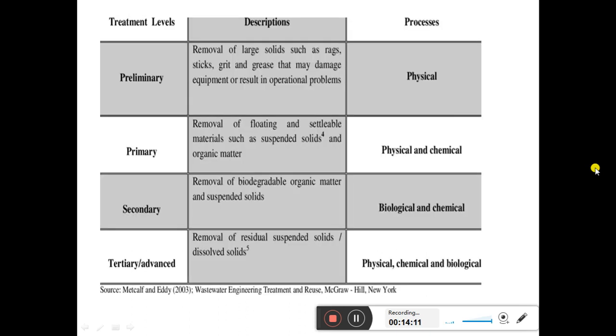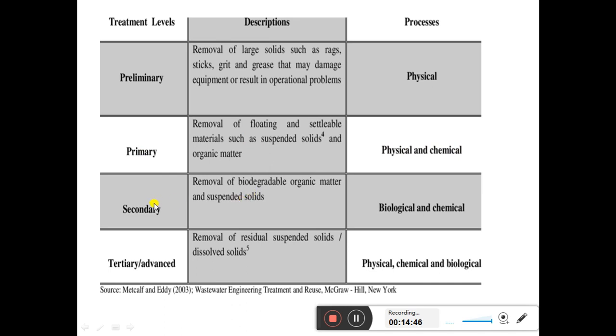This is the overall description of the chemical, physical and the biological. In the preliminary treatment, the removal of large solids such as rags and sticks is done, and the process involved is the physical process. In the primary, removal of floating and settleable materials such as suspended solids and organic materials is done. So in this process, physical and chemical methods are used.